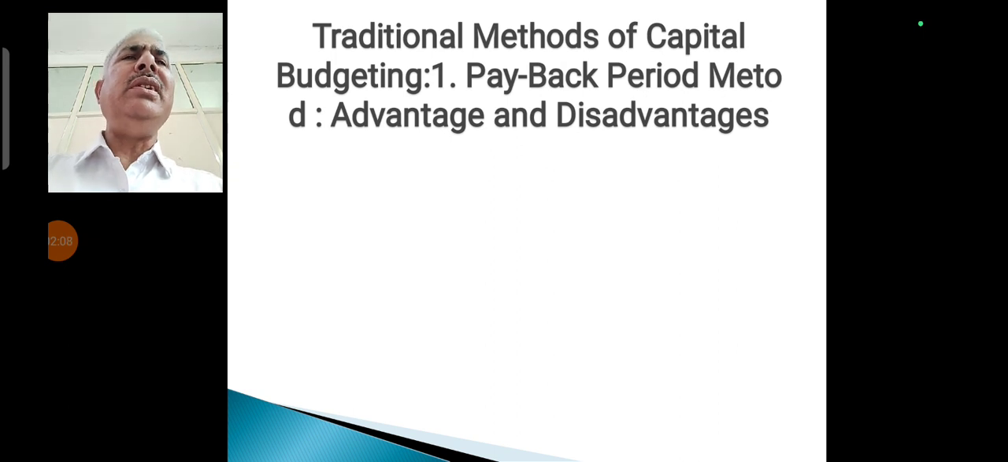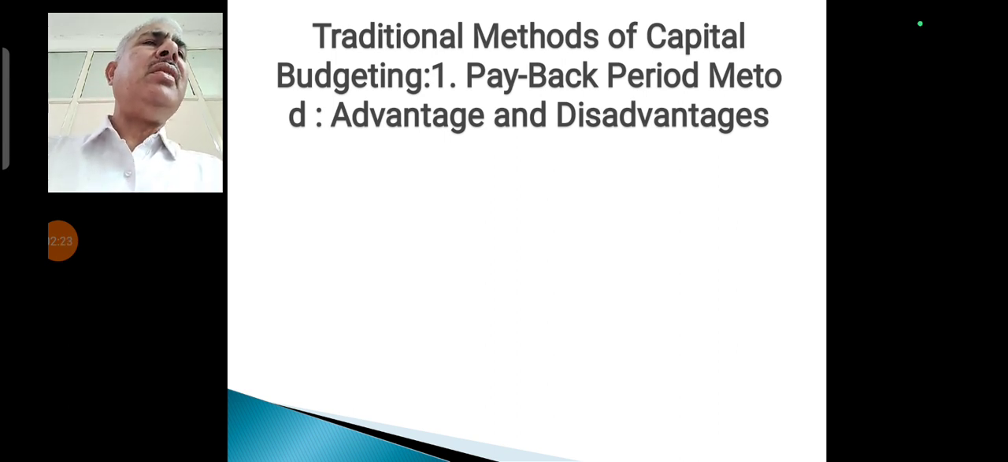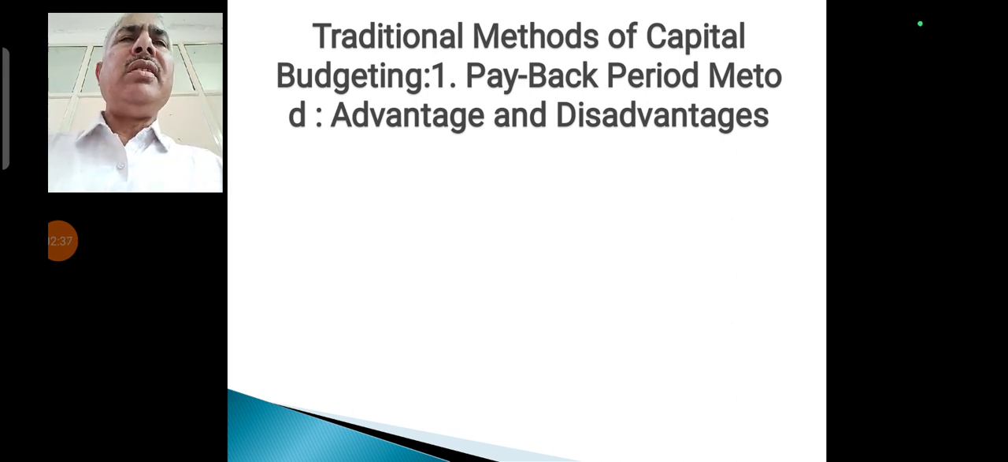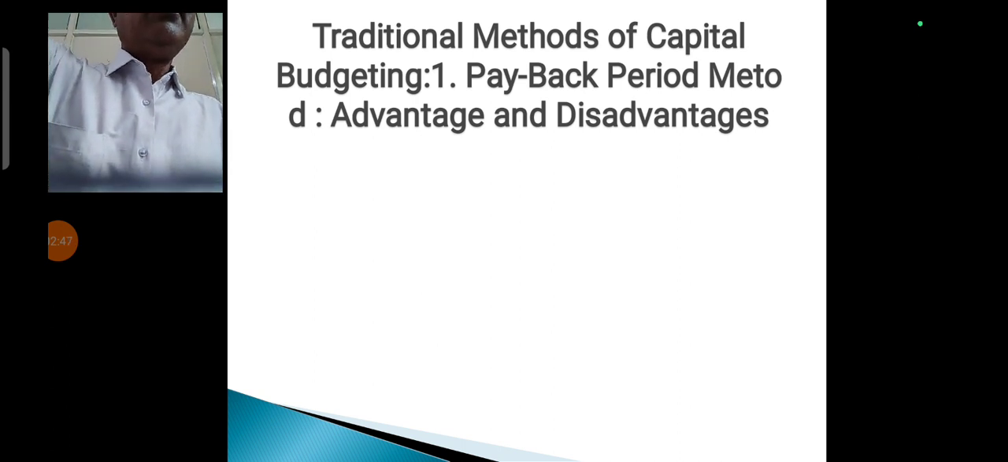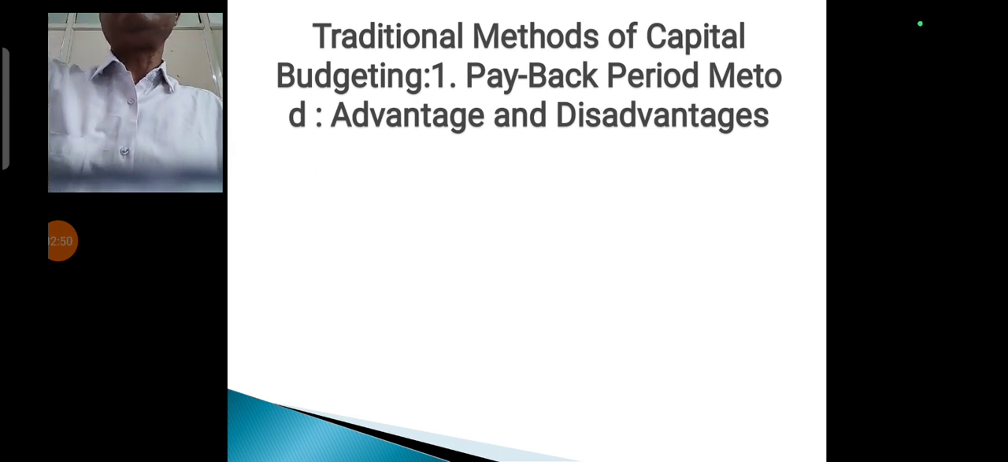The payback period can be ascertained in the following manner. First, calculate annual net earnings, that is, profits before depreciation and after taxes. These are called annual cash inflows. Then divide the initial outlay, that is, the cost of the project, by the annual cash inflows, where the project generates constant annual cash inflows.